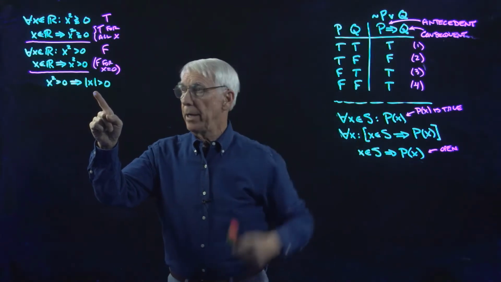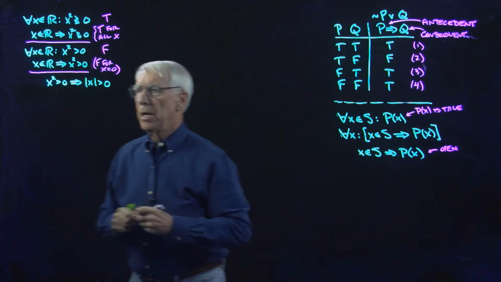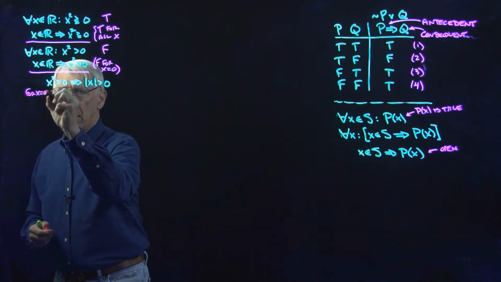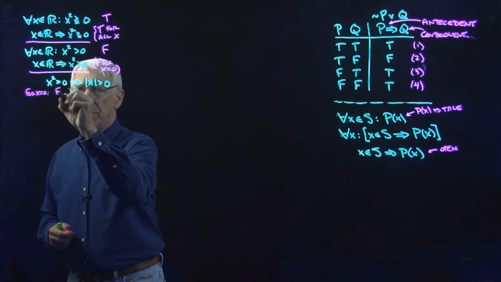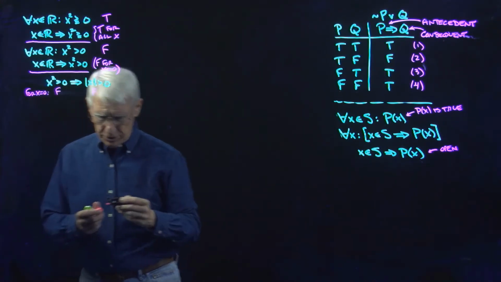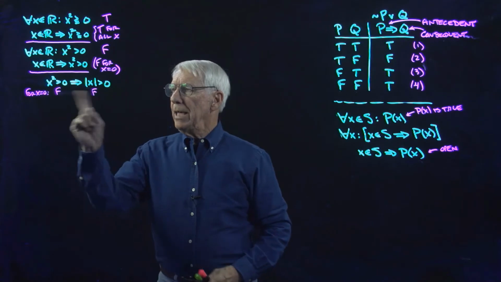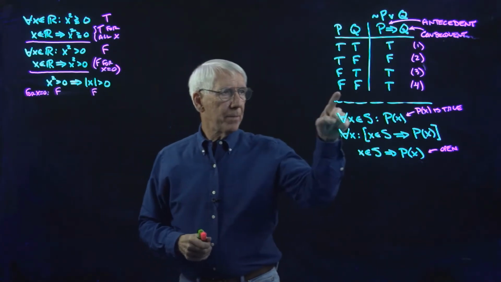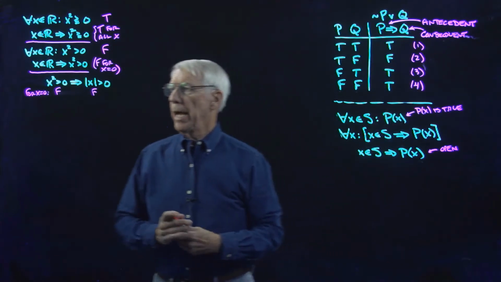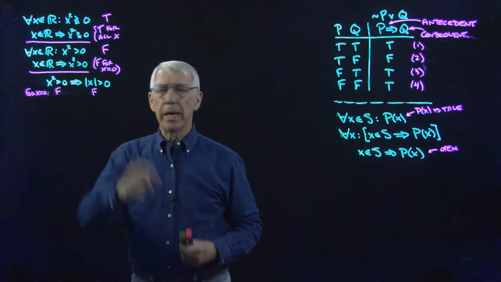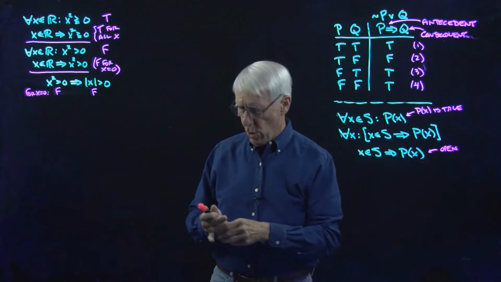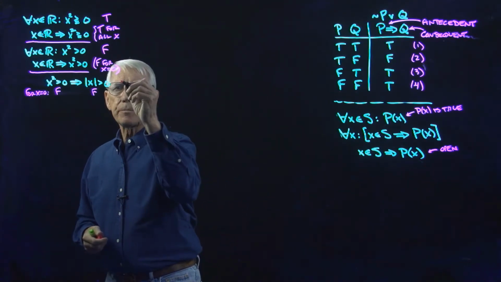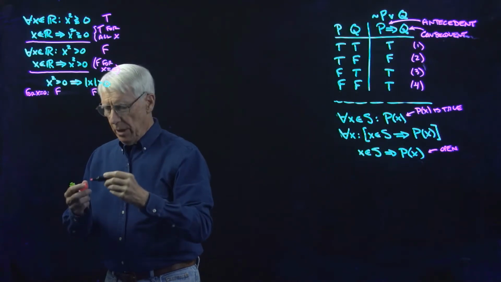And I'm in line 1. But when x is 0, this is false, and this is false. So even when x is 0, the implication is true because I'm down here in line 4. And when x is not 0, the implication is true because I'm up here in line 1. So that means that this is true for every x.